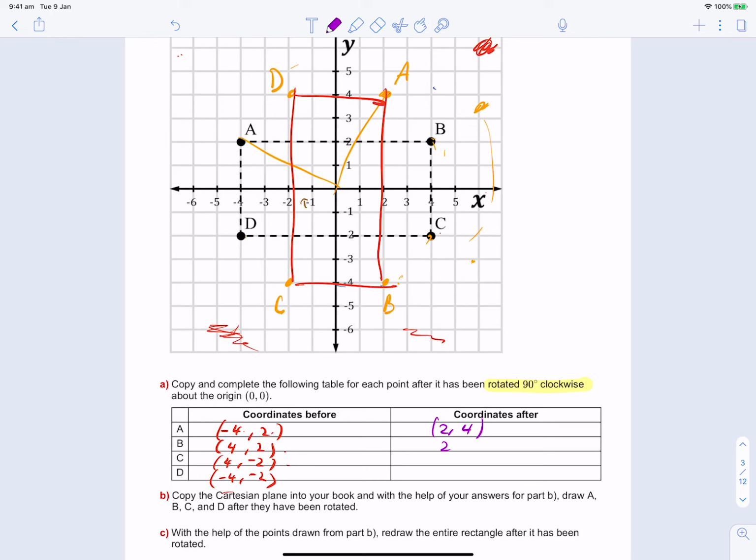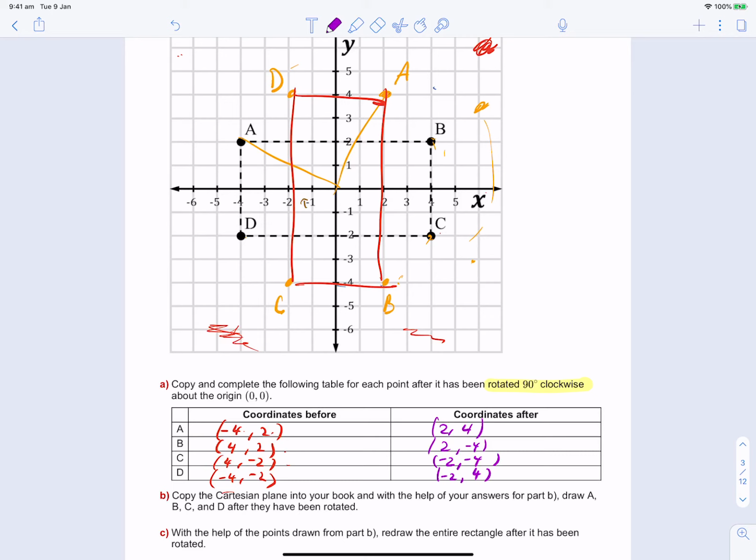B is 2, -4. We've gone down to 1. And C is -2 in the X, -4. And D is now -2 in the X direction and 4 up, so 4 in the Y direction.